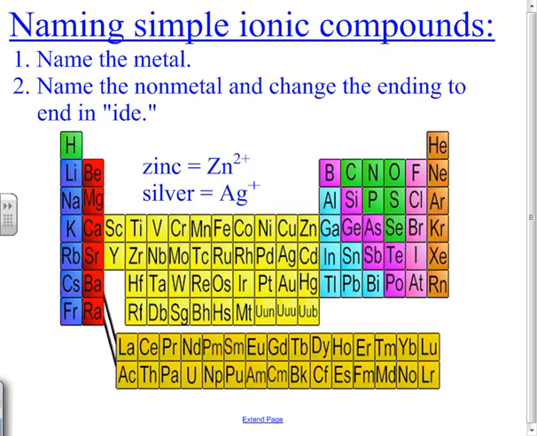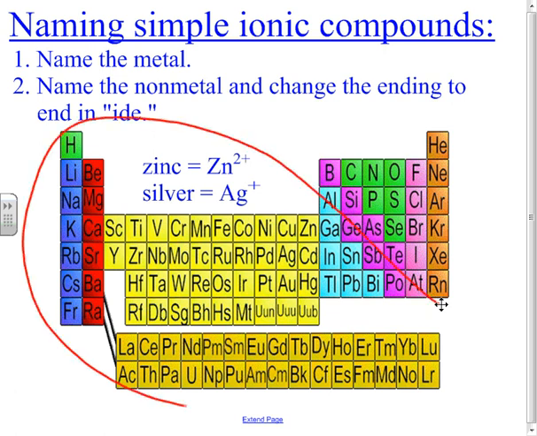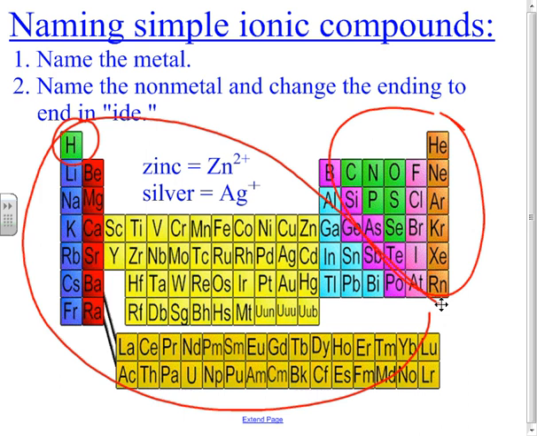First, simple ionic compounds. Name the metal, which will always come first in the compound, then name the nonmetal and change the ending to end in IDE. So again, the periodic table is divided into two categories. Metals are on the left. That does not include hydrogen. It is a nonmetal. And the nonmetals are on the right, metalloids being in between.